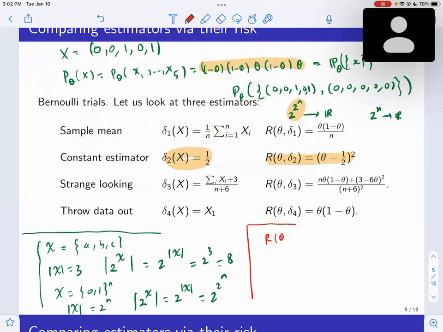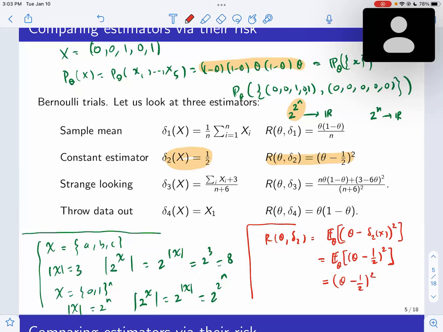The risk R(theta, delta 2) is the expectation. The loss here is theta minus delta 2(x), squared, and then I plug in delta 2(x) equals 1/2. I can put a theta here as well. So what happens here? It's a constant, it comes out, and you get theta minus 1/2, squared. So this is fairly easy to calculate.